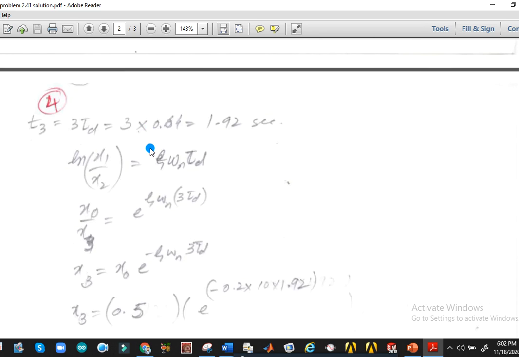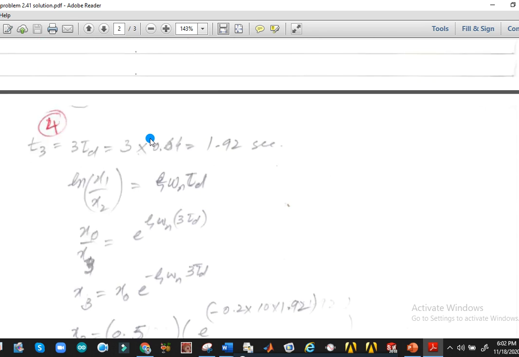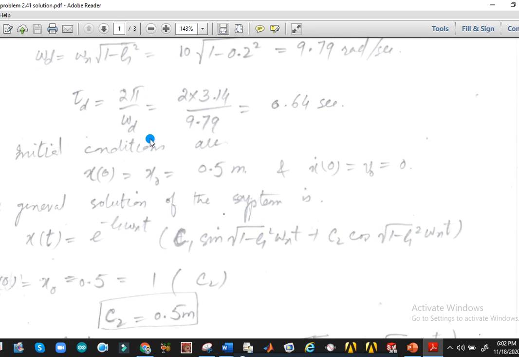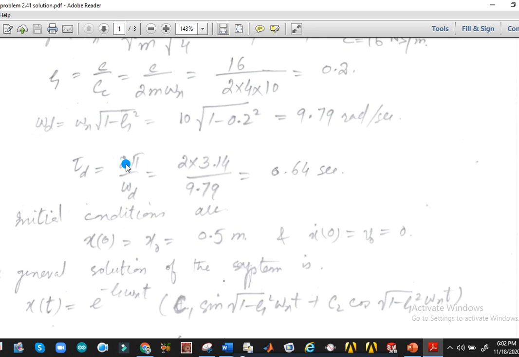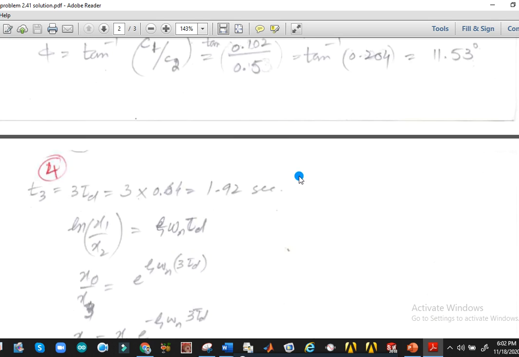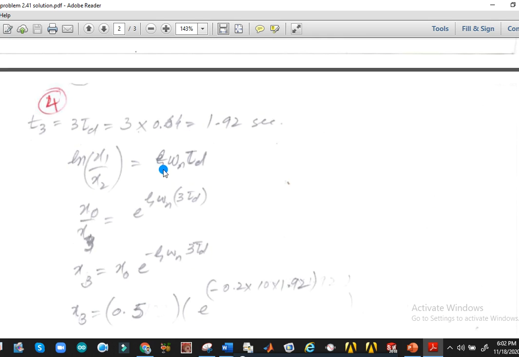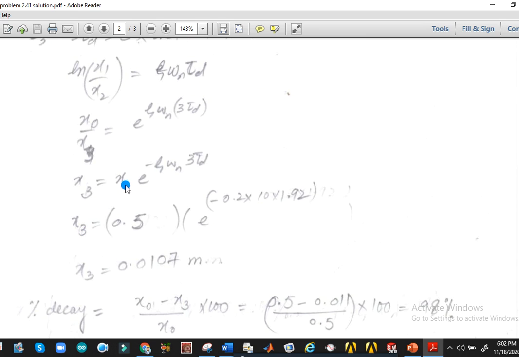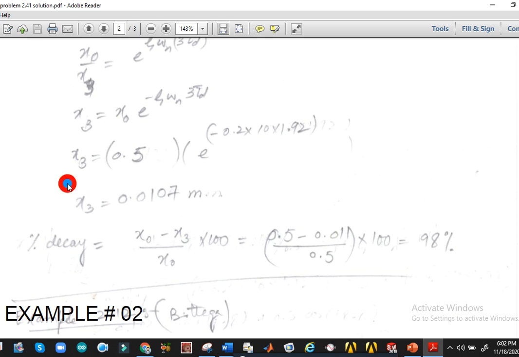So here you can see that we have 2 pi by omega d, that is equal to the damped time period, that is 0.64 seconds. So putting the value of zeta, omega and tau d and taking its exponential value, it will become s naught over s3, and putting the value of s naught we have s3 remaining, and that will be this value.